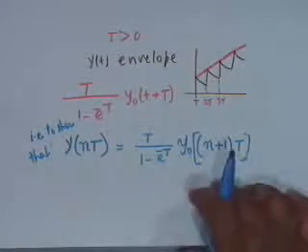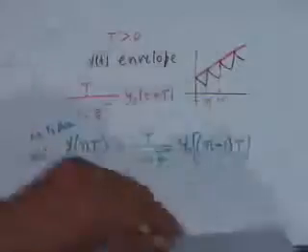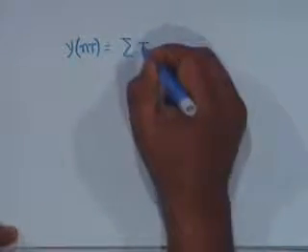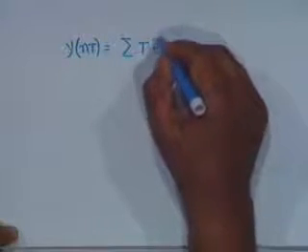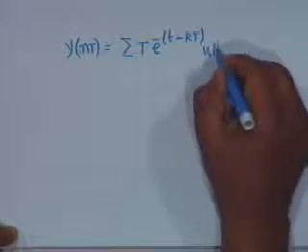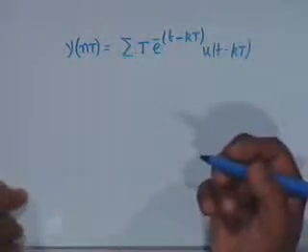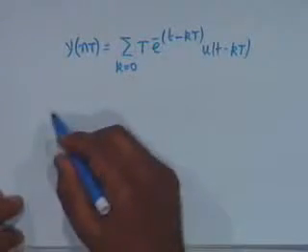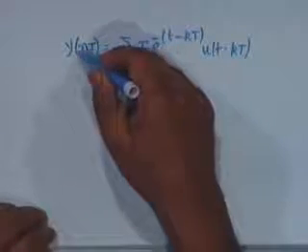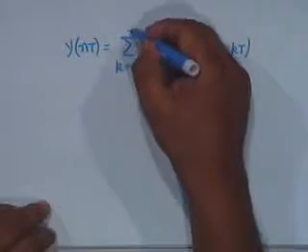Alright, and to do this we recall that y of nT shall be equal to the summation of capital T e to the minus (t minus kT) u(t minus kT). This is my general formula. k equals 0. Up to what value of k should we go? Because we are finding out the function at nT, obviously we should go up to n only.